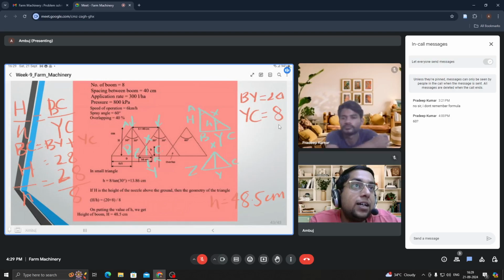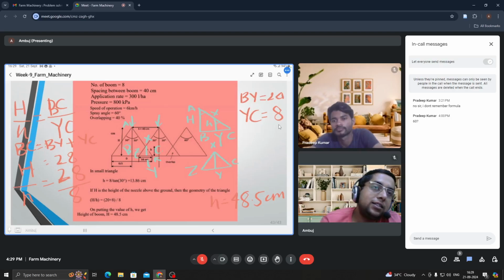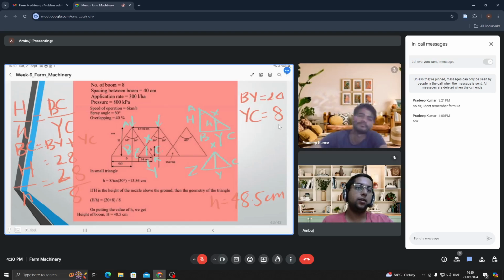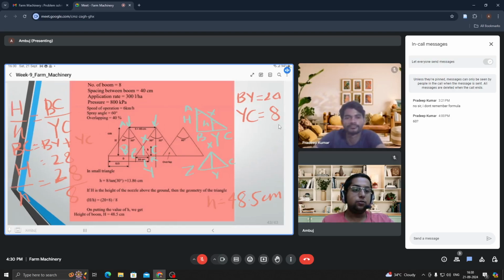In the examination, as an extension to this, you will not be given this 16 centimeters and you would be given the H value as 48.5. Then you would be asked to calculate what is the nozzle overlap. It's another favorite question of the semester examinations. So similarly, I have told you the entire theory. You can calculate. This is from my side.